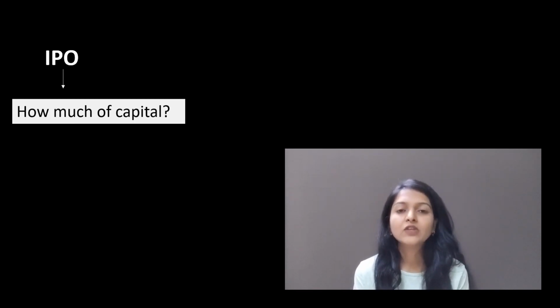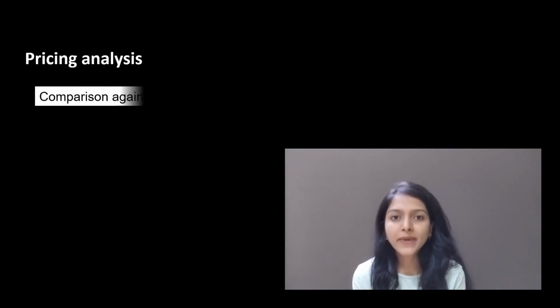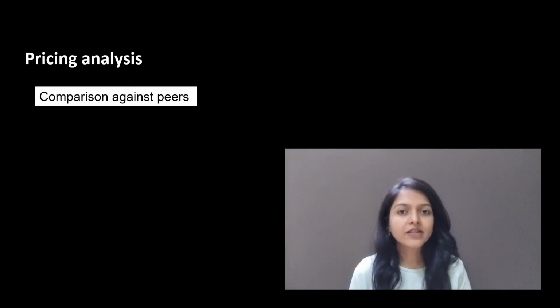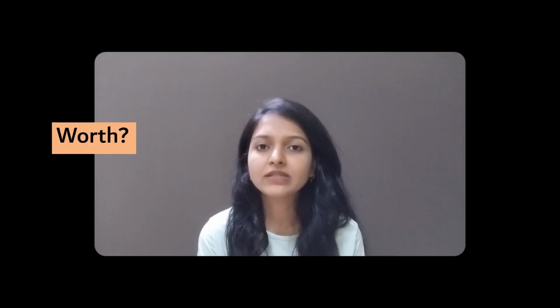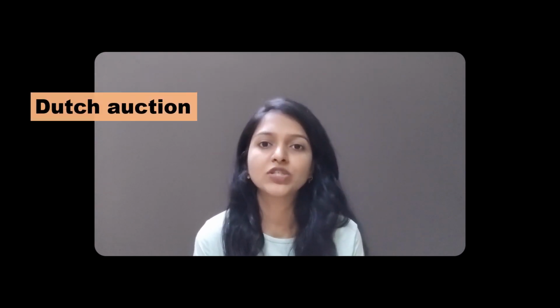So it begins with the pricing analysis, which includes comparing the company with its similar peer companies. Another factor to be evaluated is whether the current trend is good or not so good for an IPO. As we need to know the worth of the company's shares in an IPO, the pricing is determined through a traditional process called book building. But in this video, instead of using book building, we'll see another option companies consider, that is Dutch auction IPO.